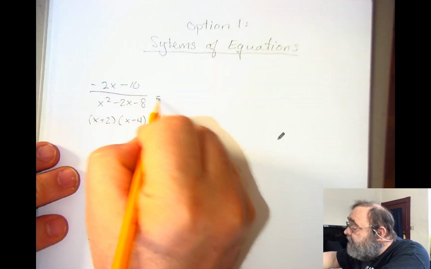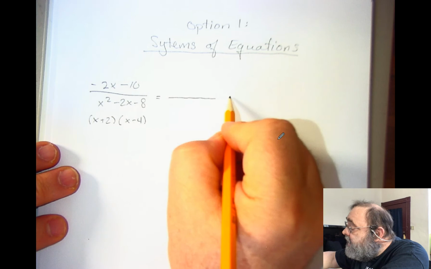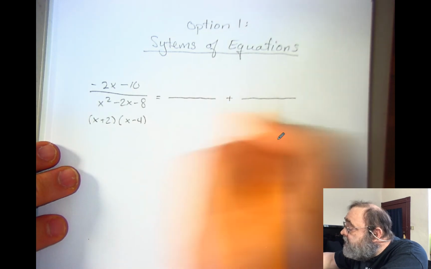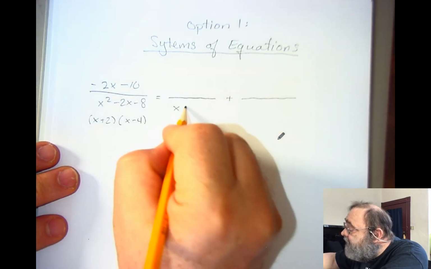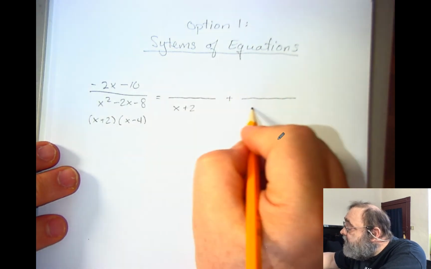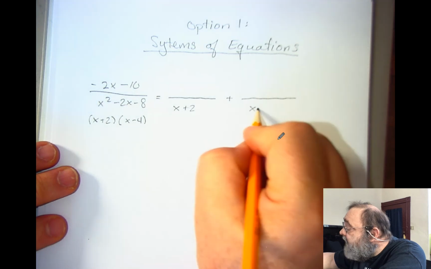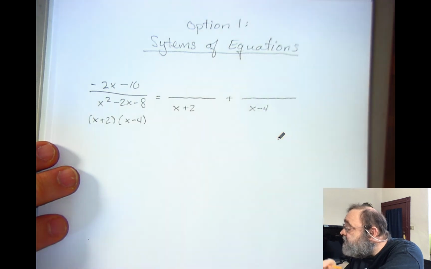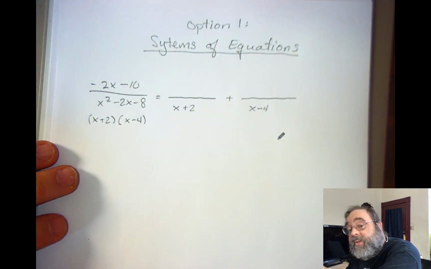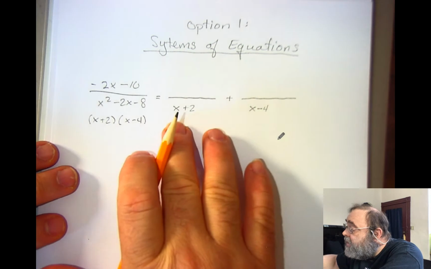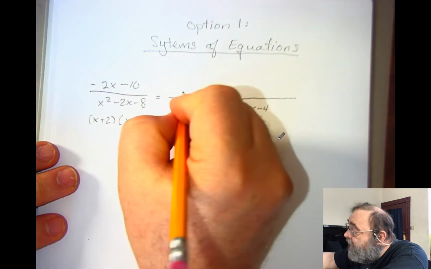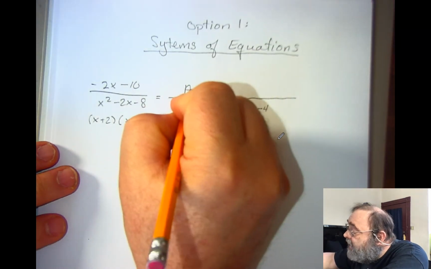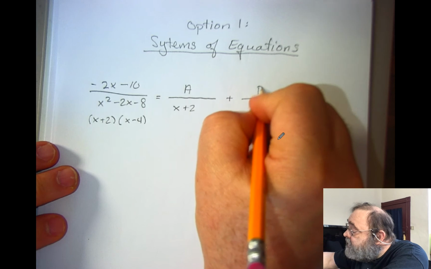Because I have two factors, I'm going to go ahead and have two fractions. And I'm going to put my first factor in the denominator of the first fraction and the second factor as the denominator of the second fraction. Now, with decomposition of fractions, if I have a linear term in the denominator, the numerator is always 1 degree less and will therefore be constants.